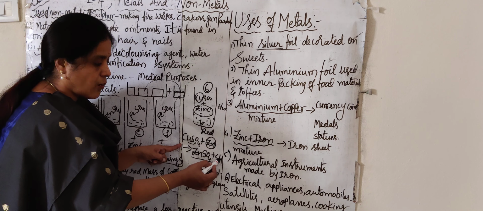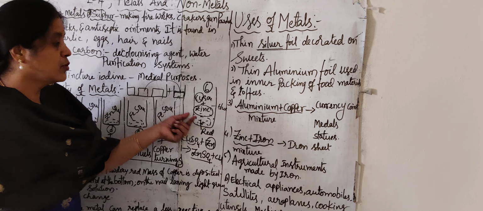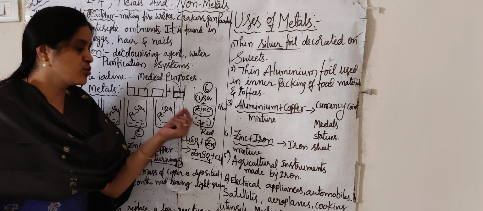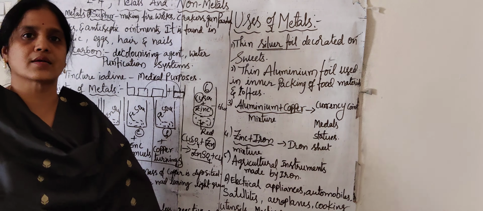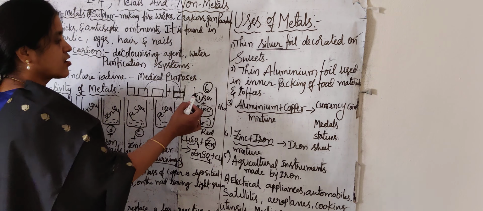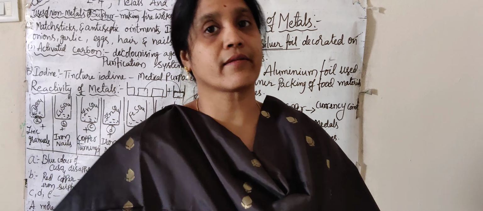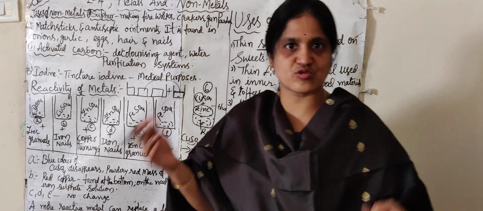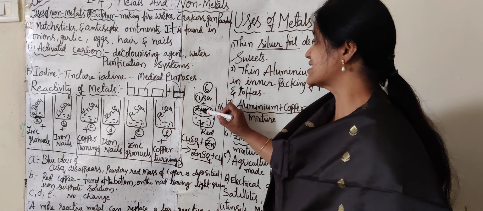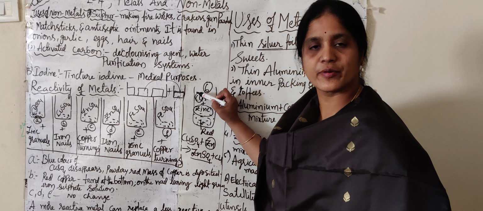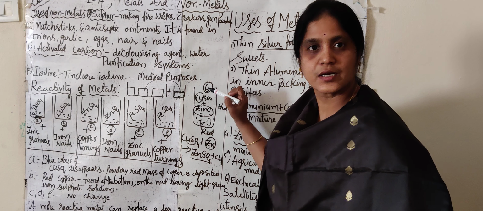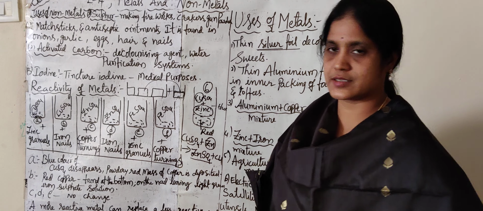Due to the presence of copper, the blue color disappears and you will get the red colored mass. Means here copper is less reactive and zinc is highly reactive, means very strong. Due to that, zinc replaces the copper from the copper sulfate. Clear, children?